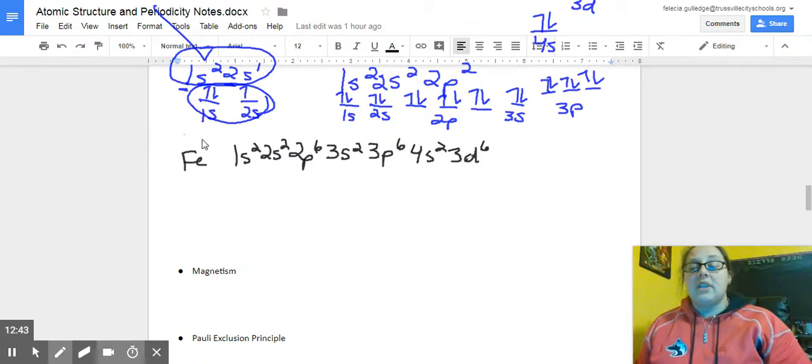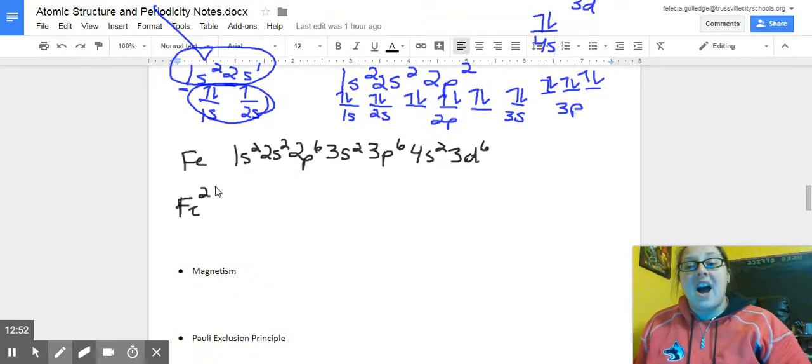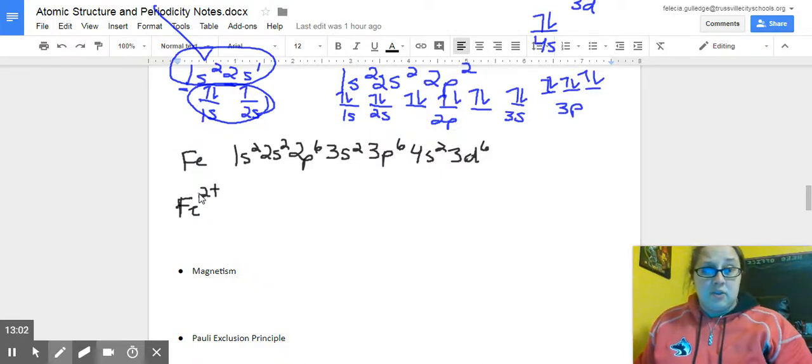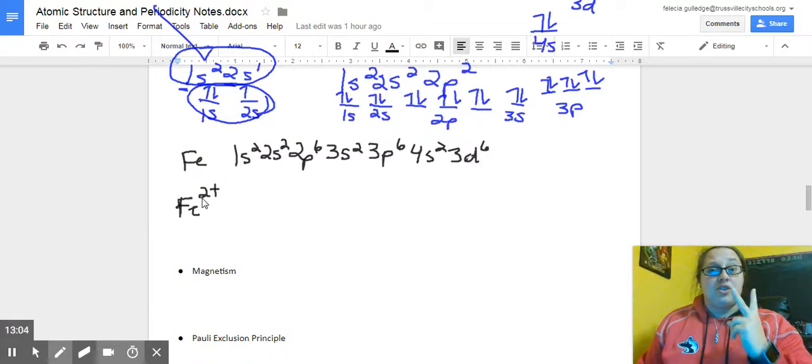So not only do you have to know how to do electron configurations for something like this, but you might also have to be able to do an electron configuration for the ions. So let's see how this is different. This Fe2+, what does that mean? This 2+ means that it has lost 2 electrons, all right? So I've lost 2 electrons.